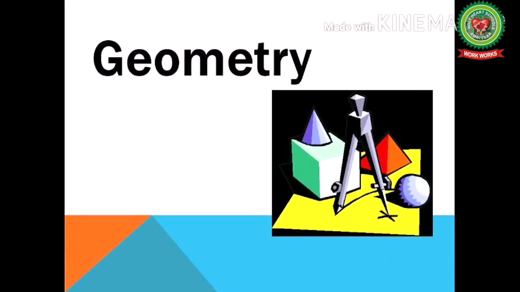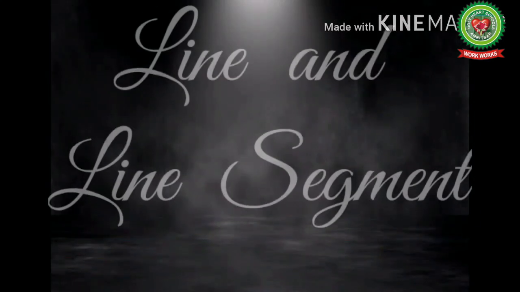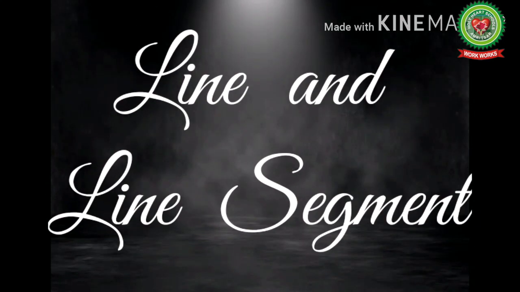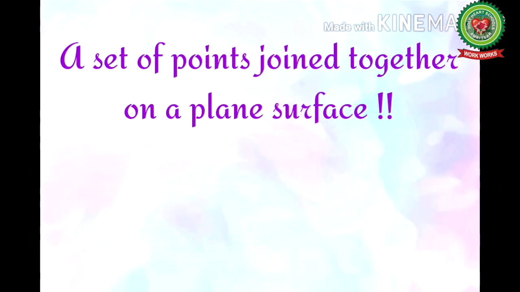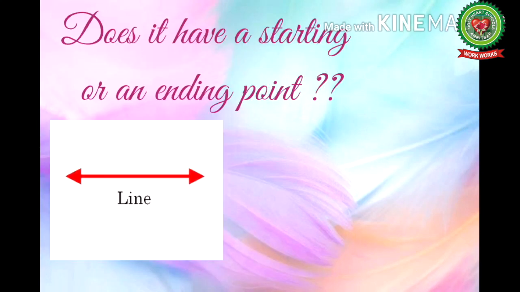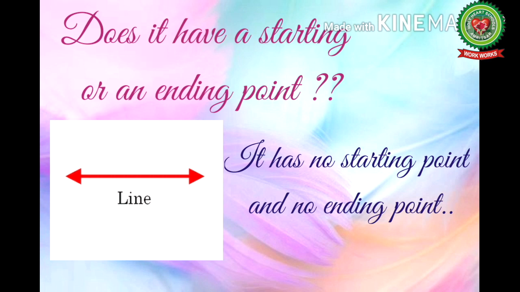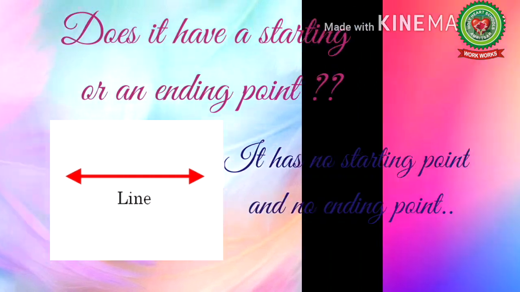Today the topic of our learning is geometry and we are going to learn line and line segment. Let's start with line. Children, what is line? A set of points joined together on a plane surface is called line and it looks like the figure given below. Now see the figure and tell, does it have a starting or an ending point? It has no starting point and no ending point because it has arrows on both sides.